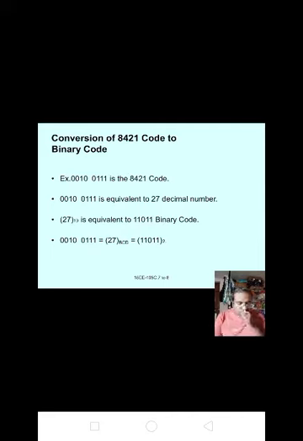Another problem: 00100111 base 2 to 8421 code. We make this into groups. 0111 is one group and 0010 is one group. 0111 is 7, 0010 is 2. The answer is 27 base 8421.